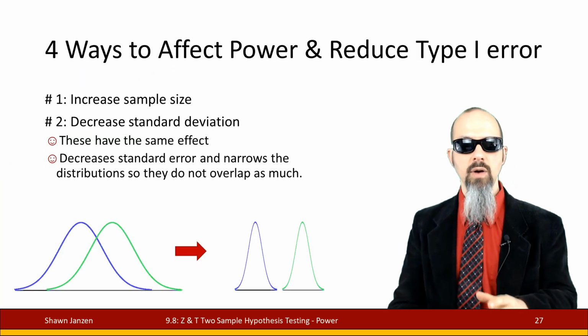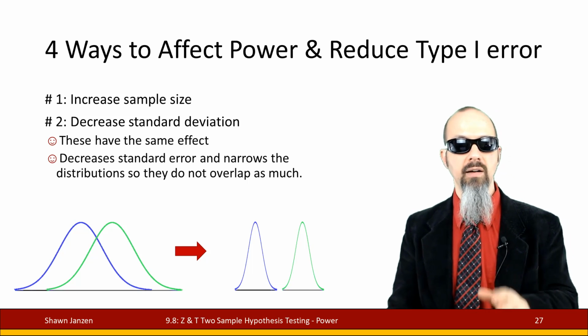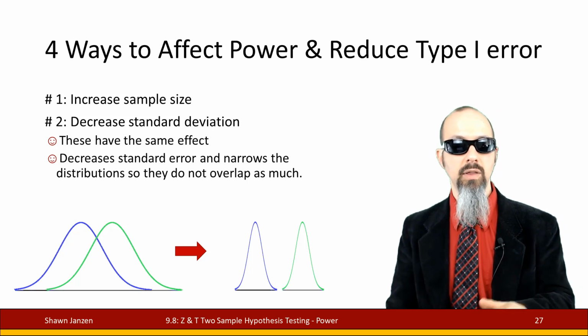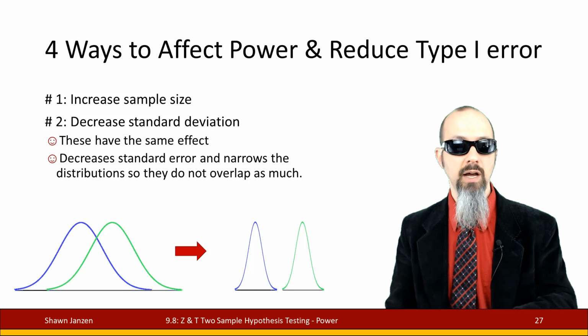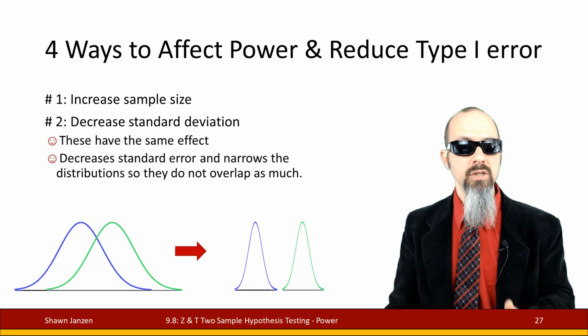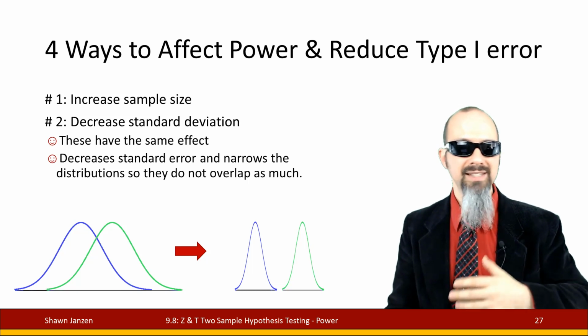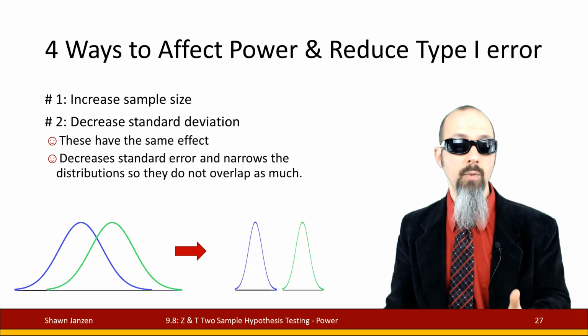Now, I want to leave you off here with 4 different ways that power can be affected, 4 things we can do that affect power to help reduce type 2 errors. So the first 2 are intrinsically related. They have the same effect. 2 different things, but they're going to have the same overall effect.